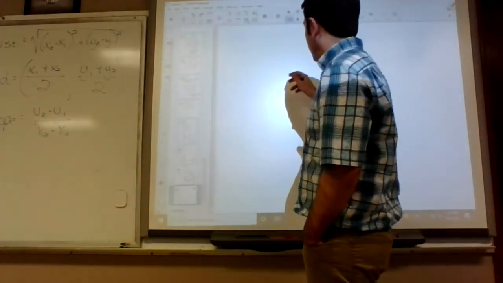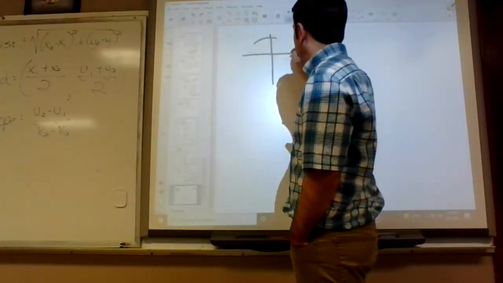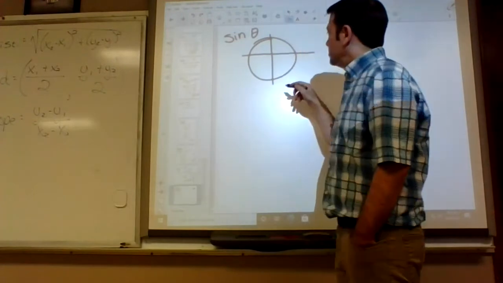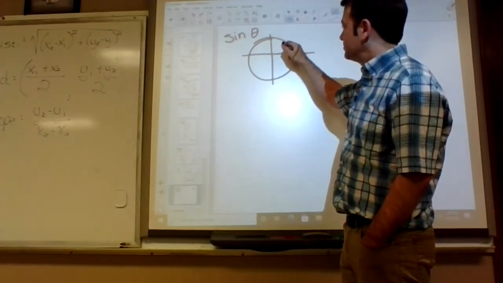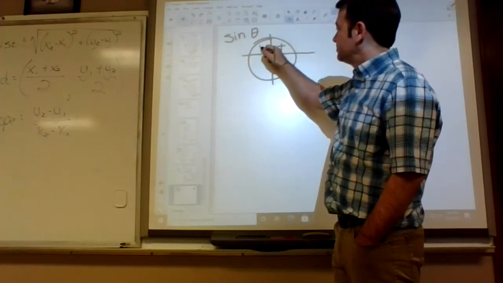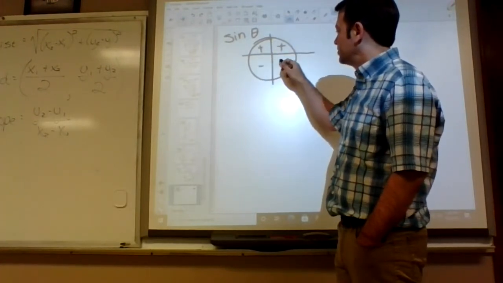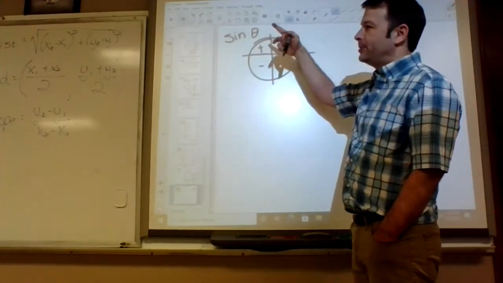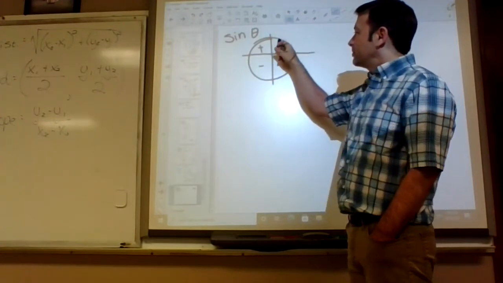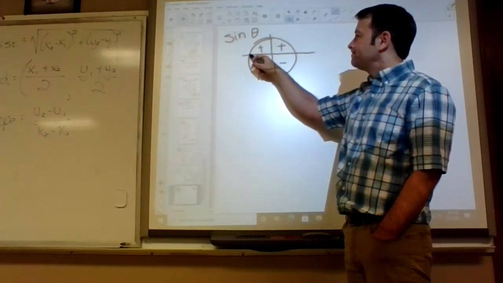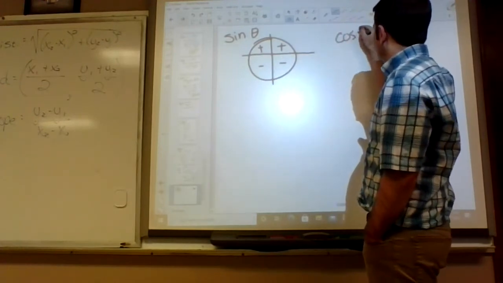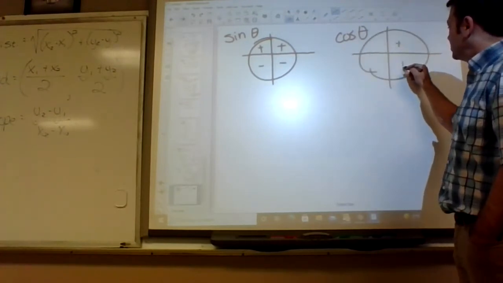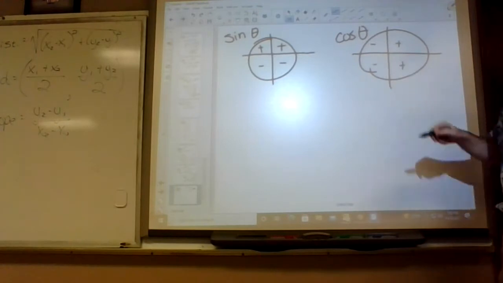Okay, so they might have drawn a picture somewhere in your book, I'm not sure. This will be our sine of theta. So where is sine going to be positive? Up, quadrants 1 and 2, and it's negative down there, because sine is based off of the y value. Where is cosine going to be positive? The right side. Over here where x is positive, and cosine is negative where x is negative.